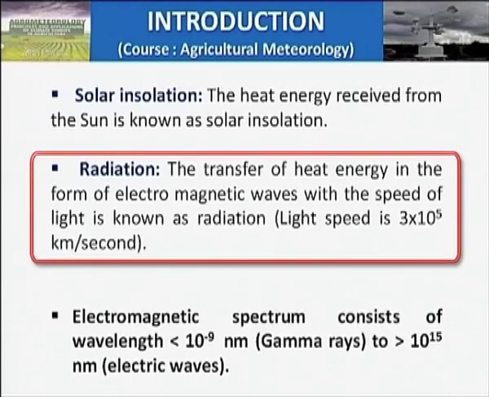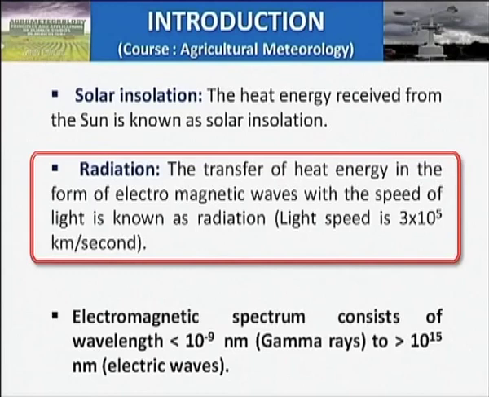While radiation is the transfer of heat energy in the form of electromagnetic waves with the speed of light, and generally radiation comes at the speed of light, that is 3 into 10 raised to 5 kilometer per second.